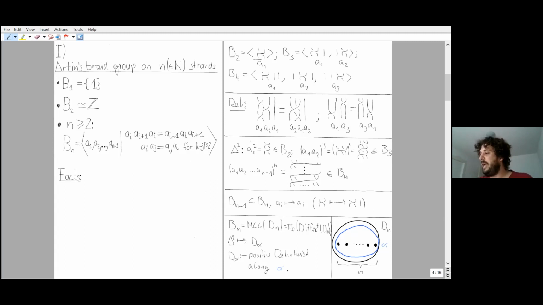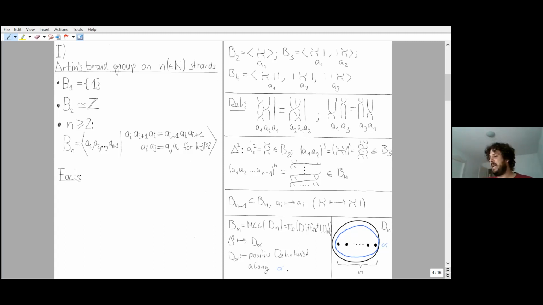For B2, A1 corresponds to this generator. For B3, it's generated by two things that correspond to these two beautiful braids. I also gave you one for B4, and I remind you that the group operation is given by stacking braids on top of each other. So A1, A2, A1 would be given by taking this A1 on top, sticking A2, and then again A1.